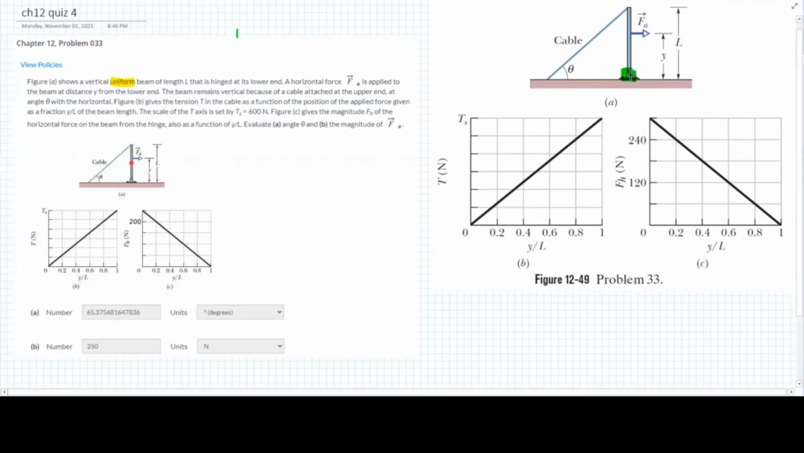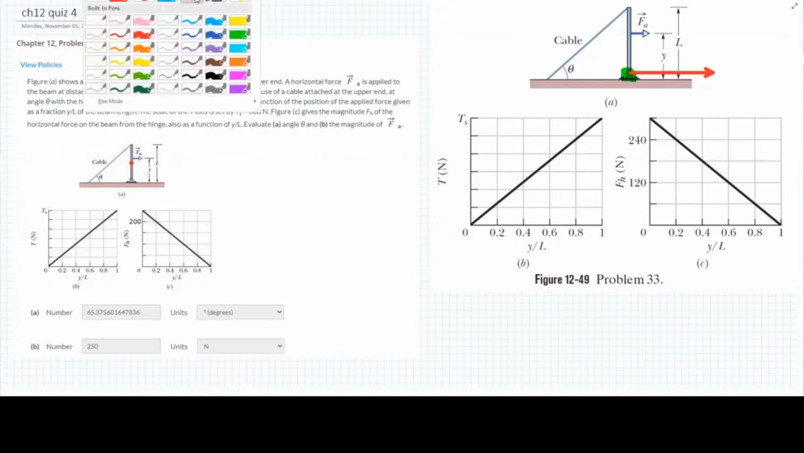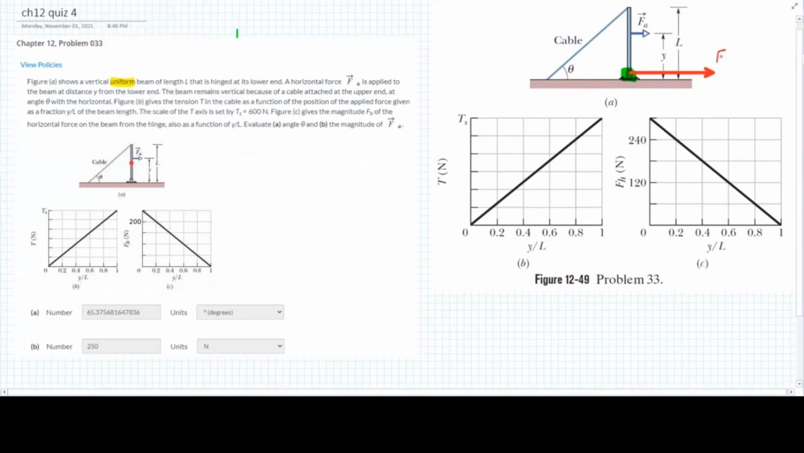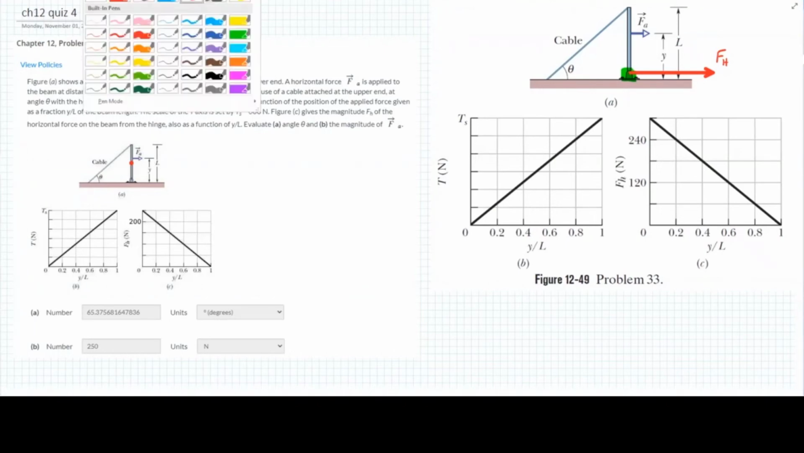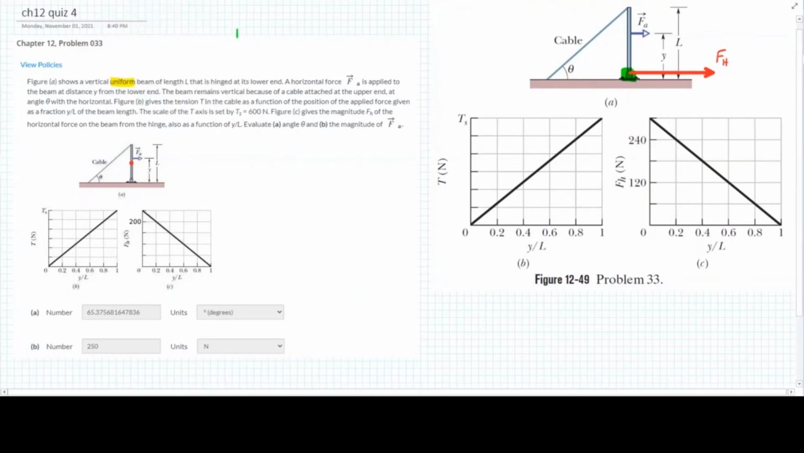I don't know the direction of the hinge force. I'm just going to arbitrarily call this the hinge's horizontal force, maybe just F subscript H. Again, I don't know if it's pointing to the left or to the right, but that's my guess. So the hinge will prevent horizontal motion, and the hinge prevents vertical motion. Both of these are normal forces. So here is the hinge's vertical force. This is the vertical force acting on the beam due to the hinge.